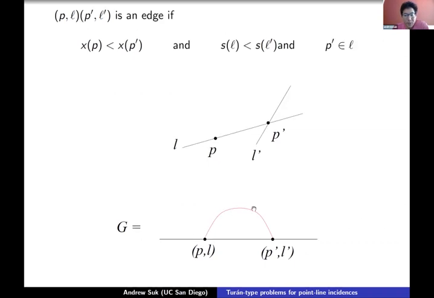And then I draw an edge between two vertices if the points are different. So that's the same thing as saying the x coordinate of p is strictly less than the x coordinate of p prime, the slope of the first line is strictly less than the slope of the second line, and then lastly, the first line, L, goes through the second point, P prime. So basically, I draw an edge between these two vertices if the picture looks exactly like this.